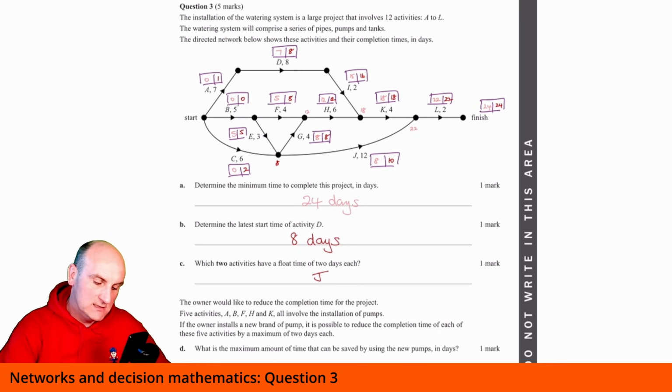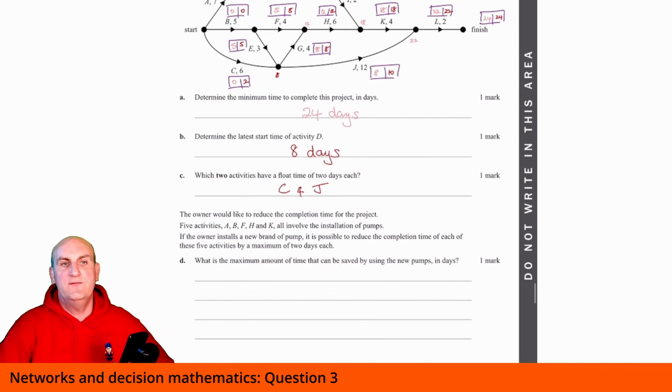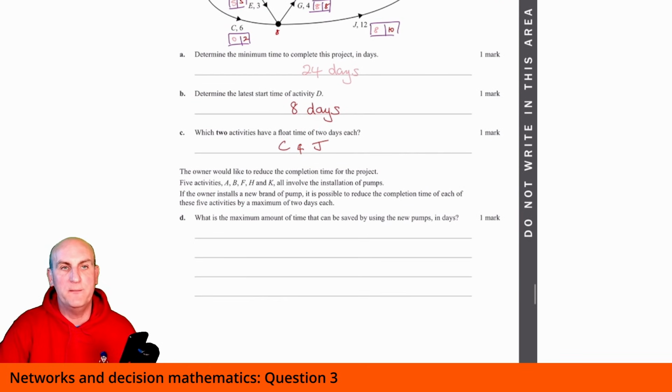All right, C. I've got that one there because it's 0 and 2. So C and J. Right, the owner would like to reduce the completion time of the project. Five activities, A, B, F, H, and K, all involve the installation of pumps. If the owner installs a new brand of pump, it is possible to reduce the completion time of each of these five activities by a maximum of 2 days each. What is the maximum amount of time that can be saved using the new pump in days?